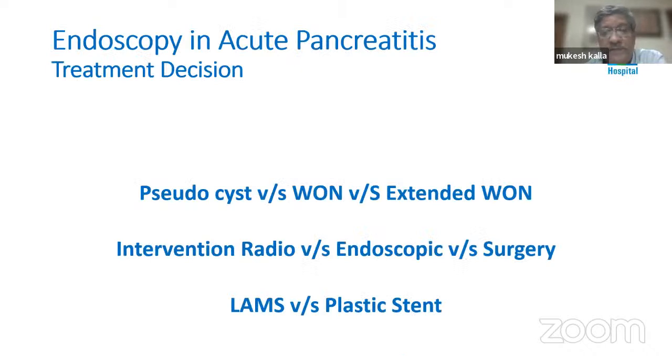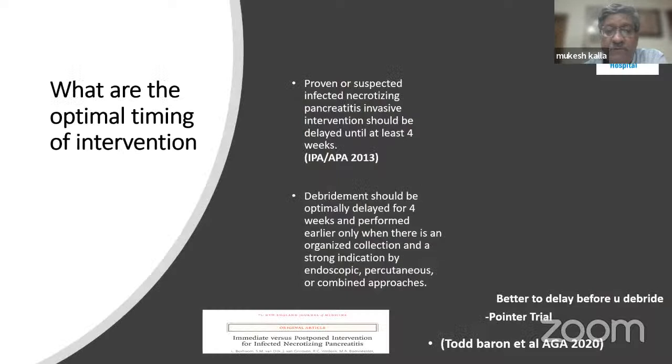So when you have to do endoscopy in acute pancreatitis, the significant questions you need to answer on radiology are whether it's a pseudocyst, a WON, or an extended WON. Whether you're going to use interventional radiology as your tool, endoscopy, or invite your surgeon to take the lead role. Whether you're going to use LAMS versus plastic stents, and what is the optimal timing for doing these procedures. Again, Todd Baron is one very significant person who has contributed significantly to the understanding of this particular disease. And it is better to delay, this was the result of the POINTER trial, at least 4 weeks till the walls mature, so that there are no leaks in the abdomen, and we create a controlled internal fistula.